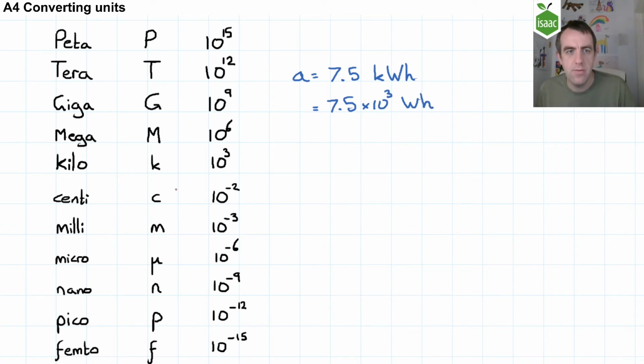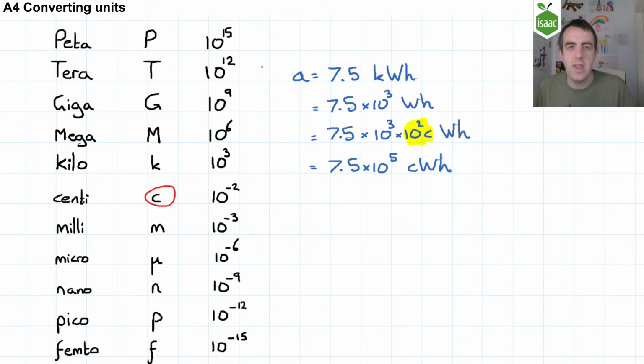If for some strange reason I wanted centi-watt-hours, I don't know why I'd ever want that, but let's imagine I do, then I would multiply my number by 1. And 1 in this case, because I want centi, which is 10 to the negative 2, would be 10 to the 2 multiplied by centi. And that gives me 7.5 times 10 to the 5 centi-watt-hours.